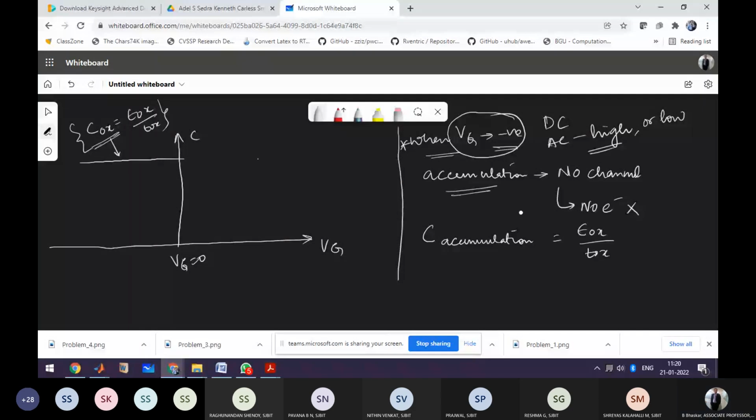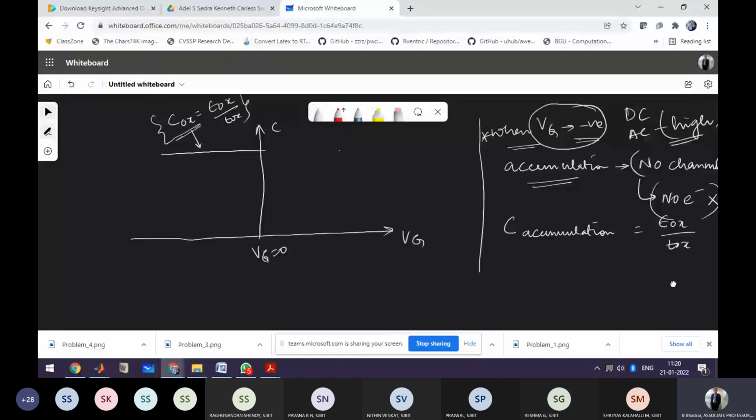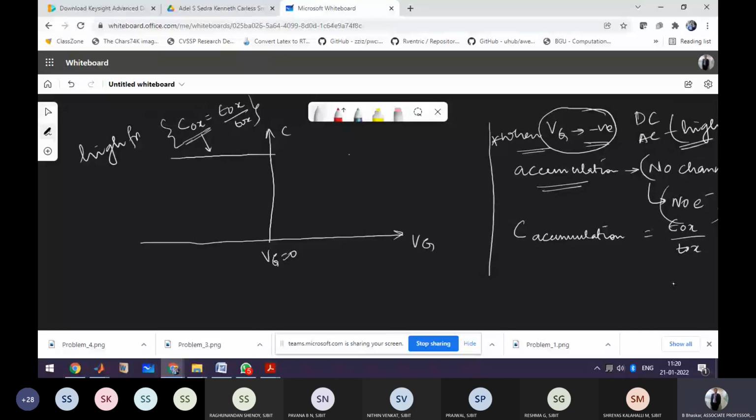Anyways, we know that there is no channel creation in accumulation. So there is no exchange of electrons happening, either between source or drain, or between the P-type silicon and the silicon dioxide layer. There is no electron flow anywhere. So do you see any change happening to COX, or C accumulation, at higher or lower frequency? It remains the same. No matter whether it is a high or low input frequency, this COX would remain the same because there is no exchange of charge carriers happening. So COX is going to be the same in accumulation for both high and low.